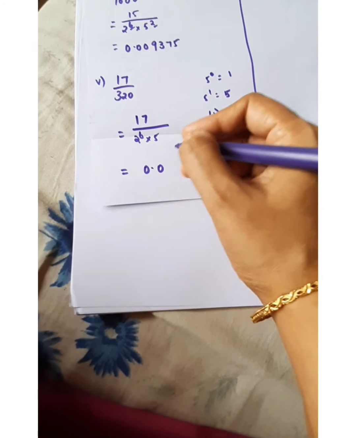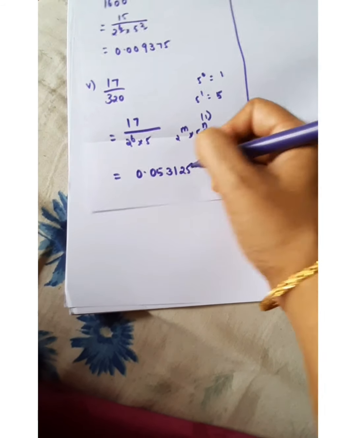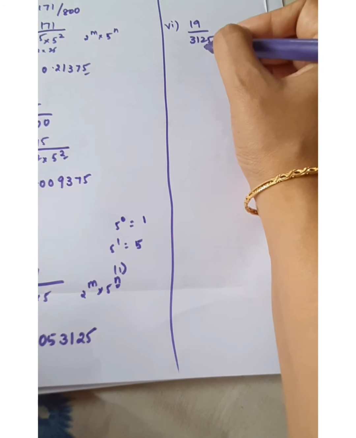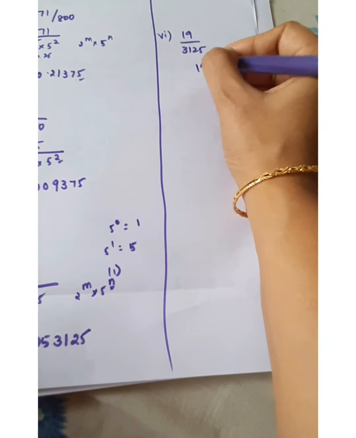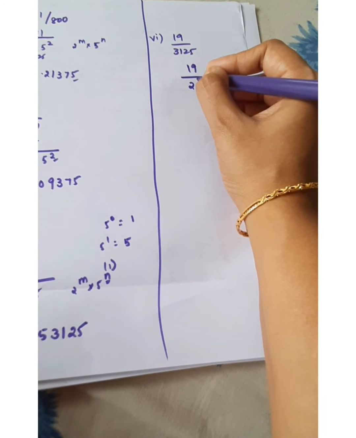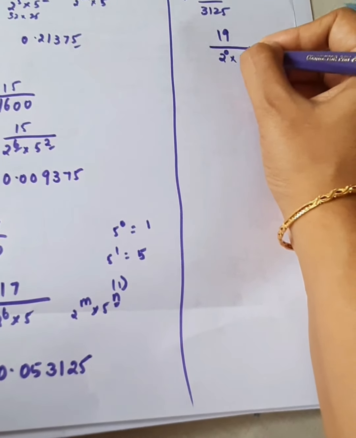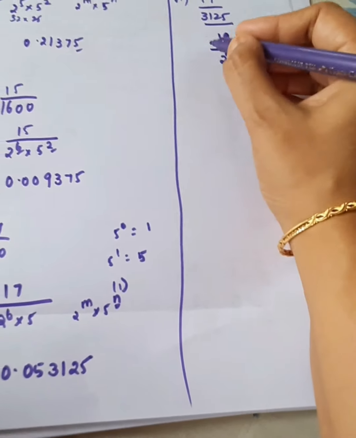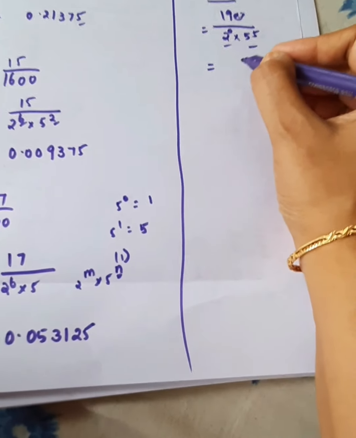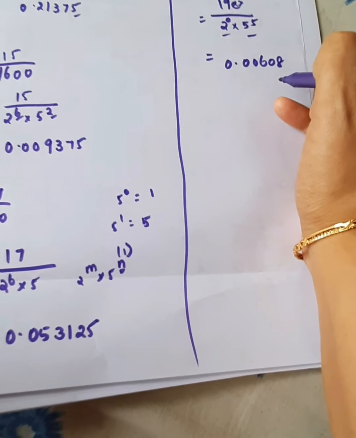It's already in the simplest form. Now let's check whether it's a terminating decimal. Yes, 0.053125. Next, 19 by 3125 can be written as 19 by 5 to the power of 5. And 2 to the power of 0 is nothing but 1. It's of the form, and it's not a factor. 19 is not a factor of 2 and 5, as well as it's of the form 2 to the power of m into 5 to the power of n, and it also has a terminating decimal.